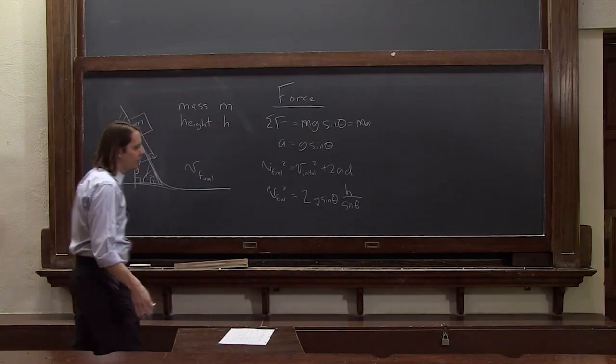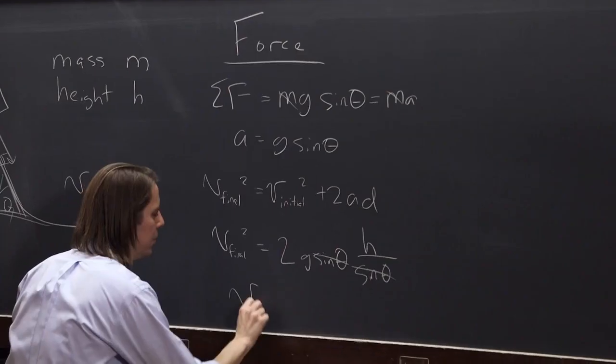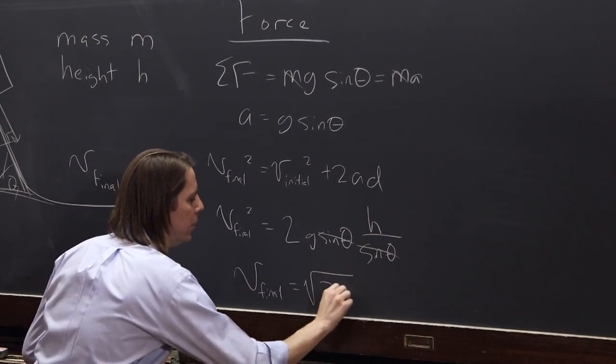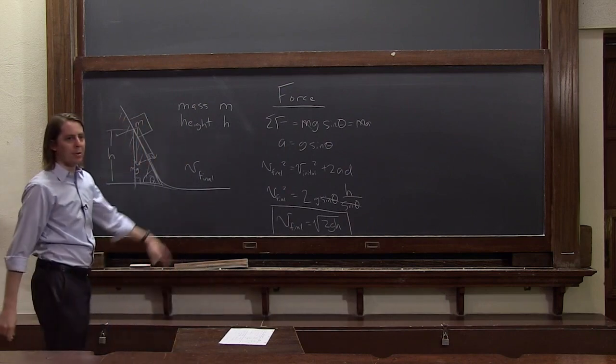Okay, so the sine thetas cancel, and what you end up with is that the final velocity, after you take the square root, is the square root of 2gh. So that's how you'd solve that problem with force.